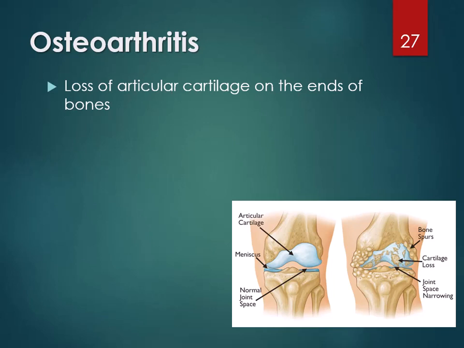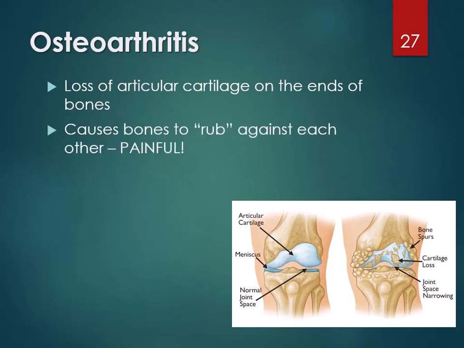Basically what happens is the articular cartilage at the end of the bones, and you can see this in the picture here, starts to break down. So when you flex that knee or move that knee, the bones rub on top of each other. And when bones rub on each other, there are lots of nerves and blood vessels there. It's very painful. It affects millions of people and there is no cure.